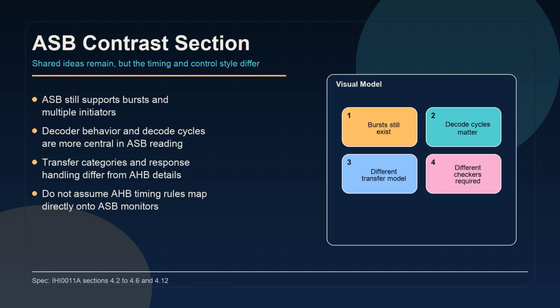ASB is not just an older spelling of AHB. The buses share architectural goals, but the timing style, decoder role, and transfer handling differ enough that you should not recycle AHB assumptions blindly. In particular, decode cycles and the decoder state machine matter far more in ASB reasoning.